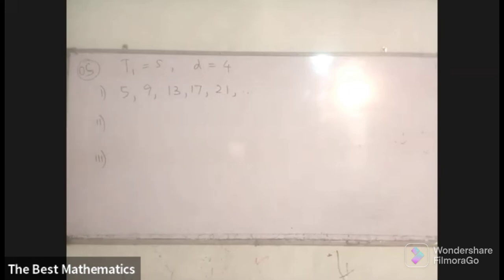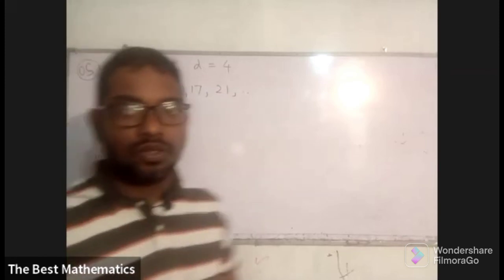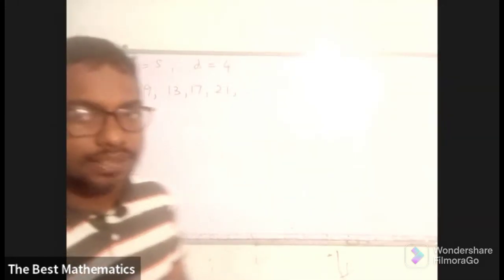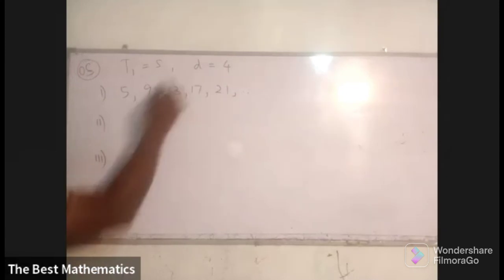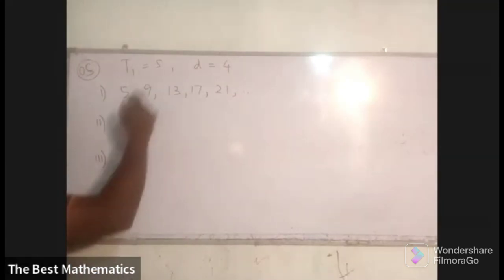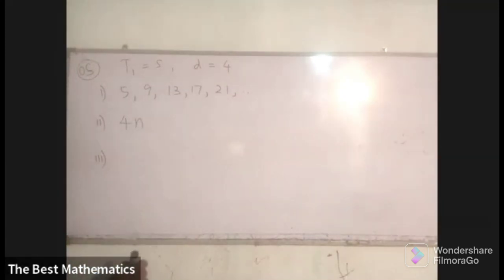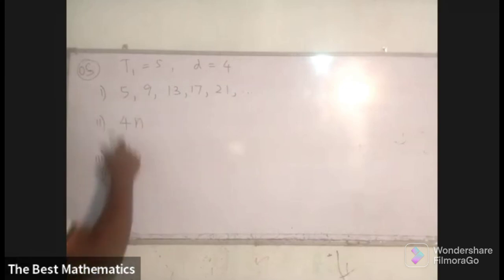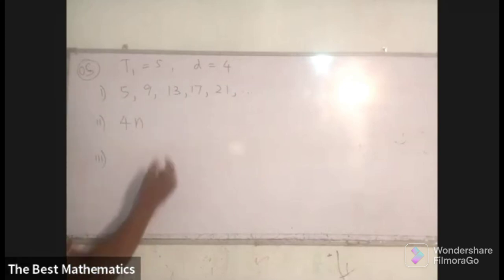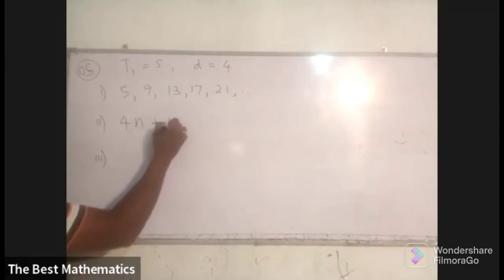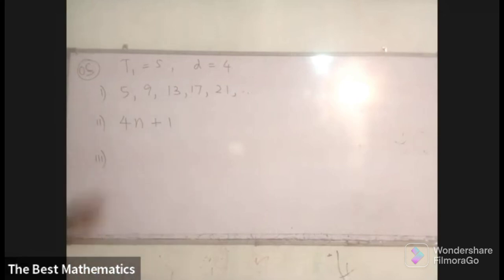Then question number 2, obtain a general term. Common difference is given, 4. Apply n for that. Then the general term is 4n plus something. First term is 5, so to get that, 4 plus 1. Apply plus 1. That is the general term, 4n plus 1.